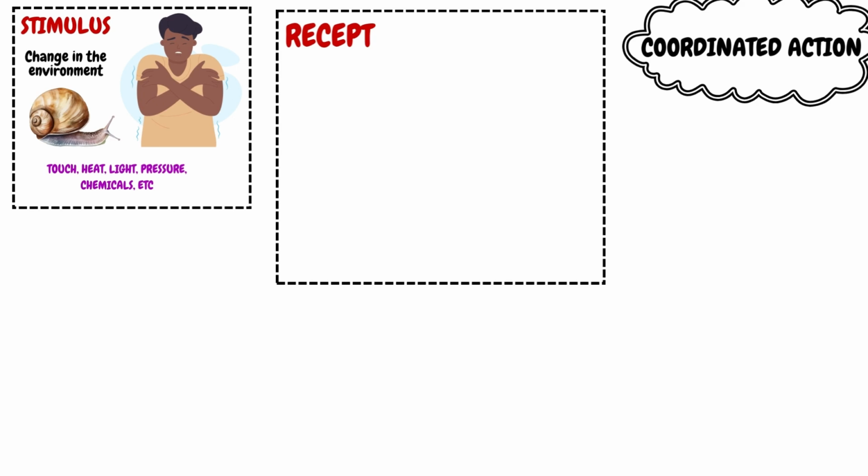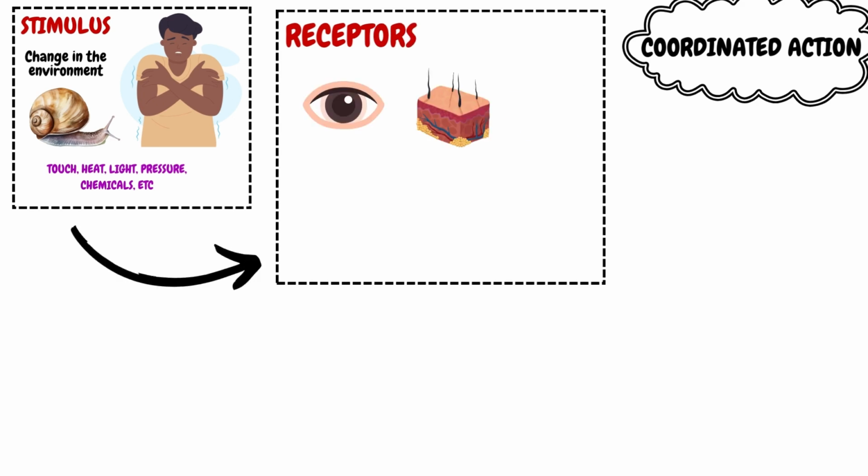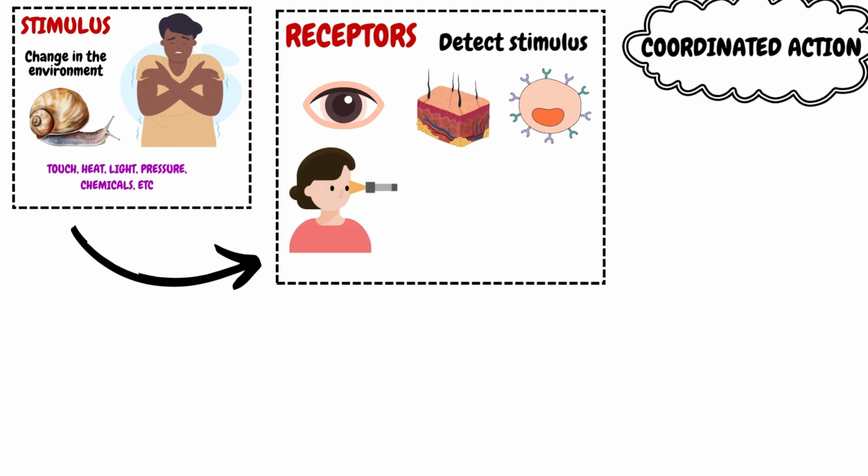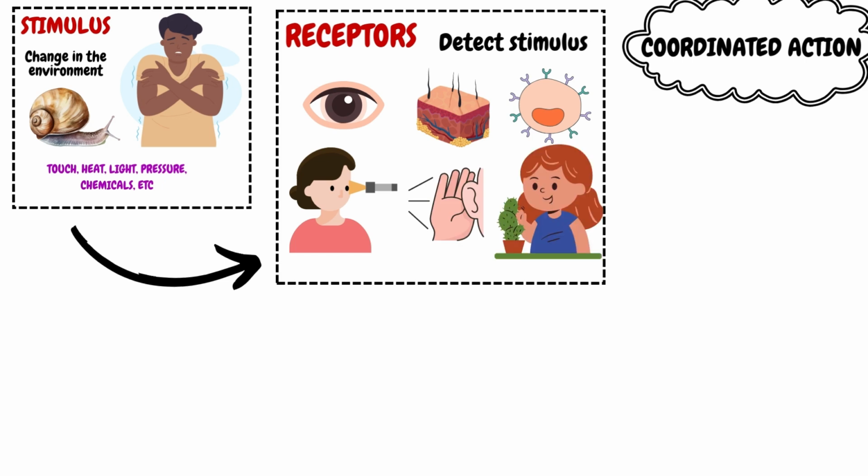Next, we have the receptors. These are specialized organs, tissues, or cells designed to detect specific types of stimuli. For example, our eyes detect light, our ears pick up sounds, and our skin senses pressure and temperature.